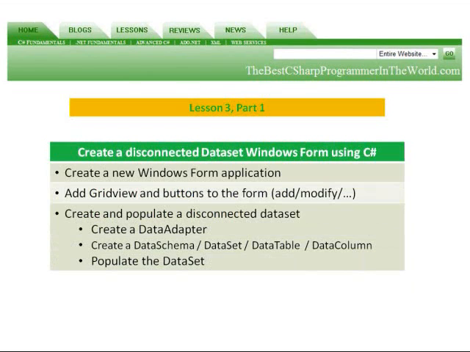In part one, we're going to create a new Windows form application. We're going to add a grid view and buttons to the form: add, modify, delete. And we're going to create and populate a disconnected data set by creating an adapter, creating a data schema, data set, data table, and data column, and then we're going to populate the data set.